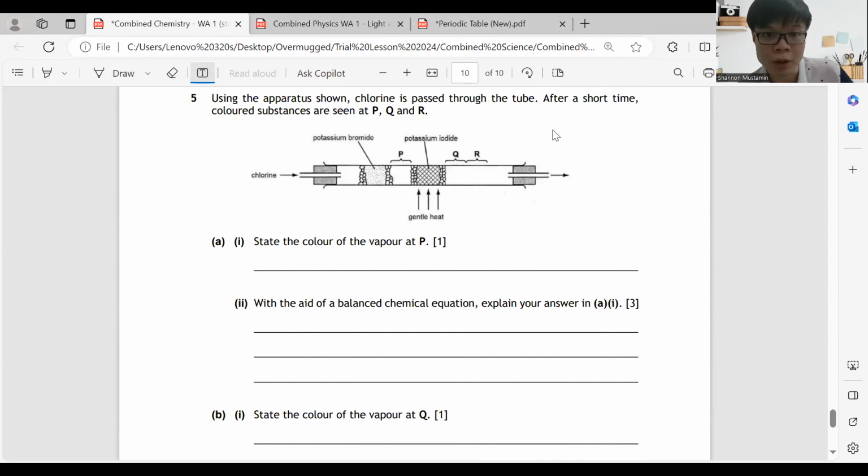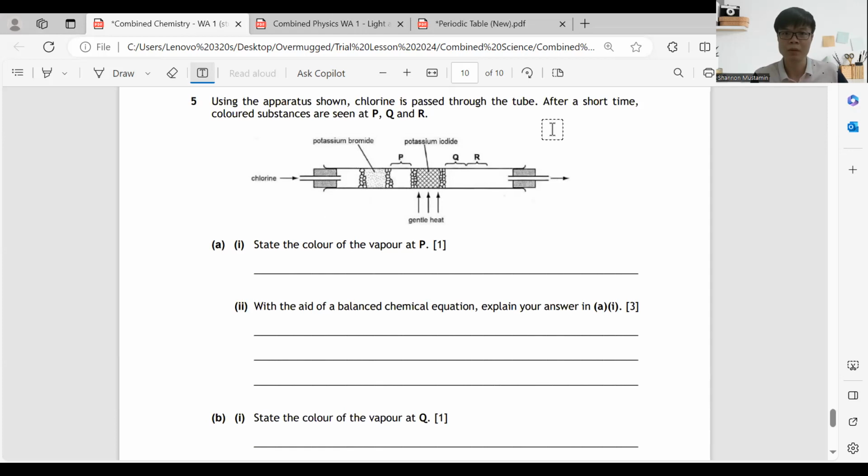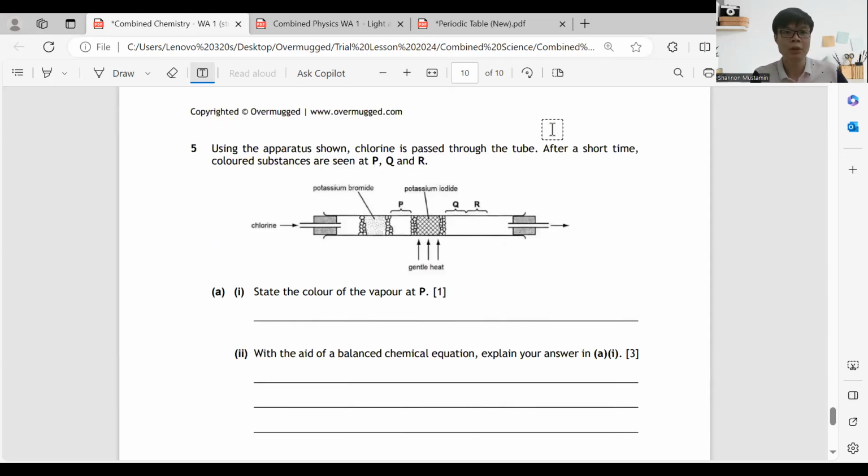Last one for displacement. Using the apparatus shown, chlorine is passed through the tube. After a short time, colored substances are seen at P, Q, and R. This is my element, right? So start from here. Can it displace this or not? Chlorine is more reactive because chlorine is above.